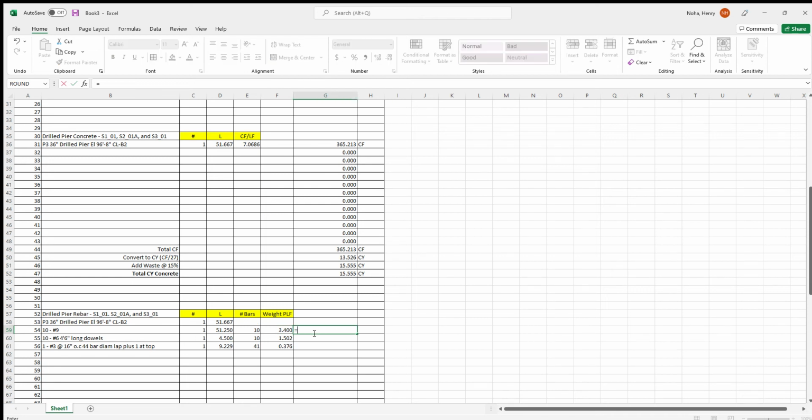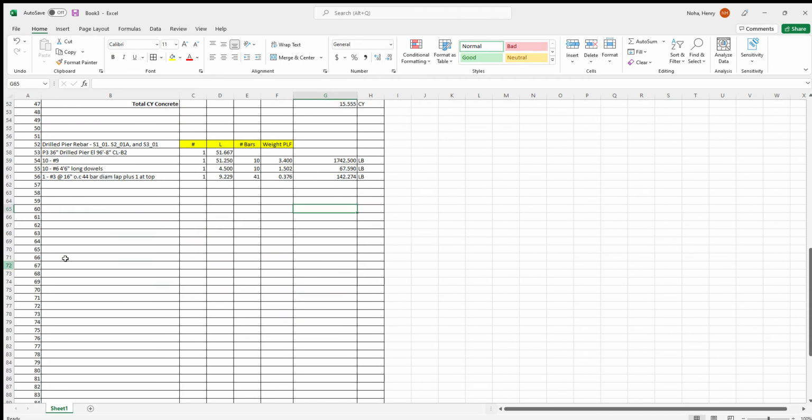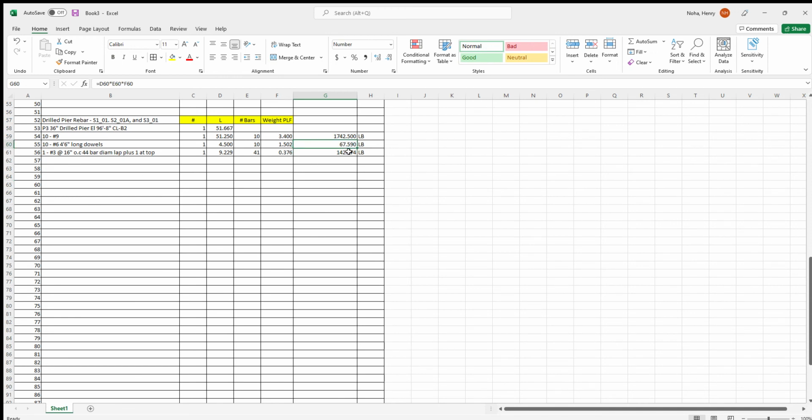Okay, and then to calculate our total weight, we need to take our length times the number of bars times the weight per linear foot. And then same thing for these next ones, we can just take this, drag it down, and it'll find our answers in pounds. Can adjust these as well to three decimal places. And then this will continue down. You can just carry through this formula until row 80.